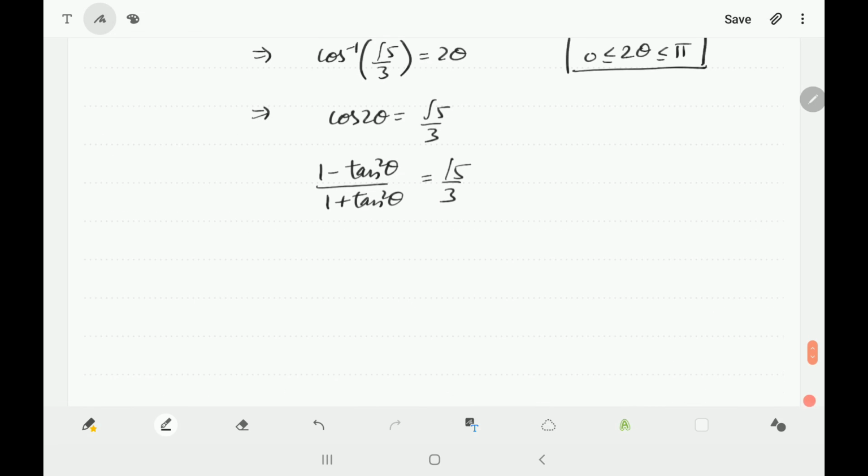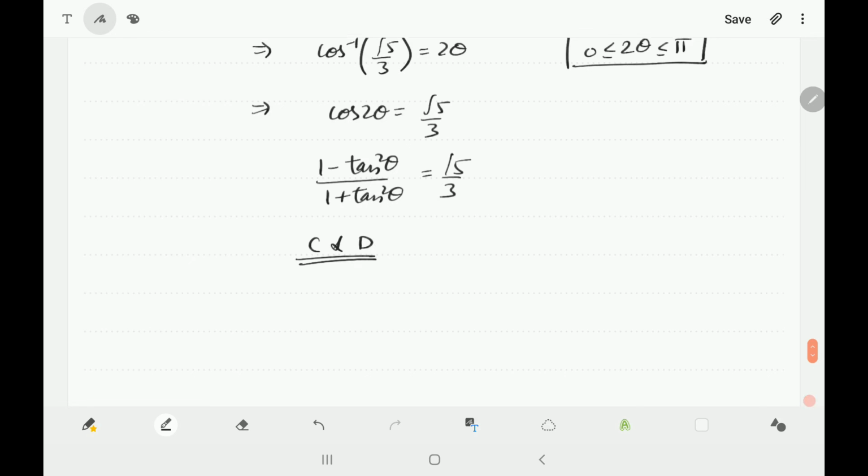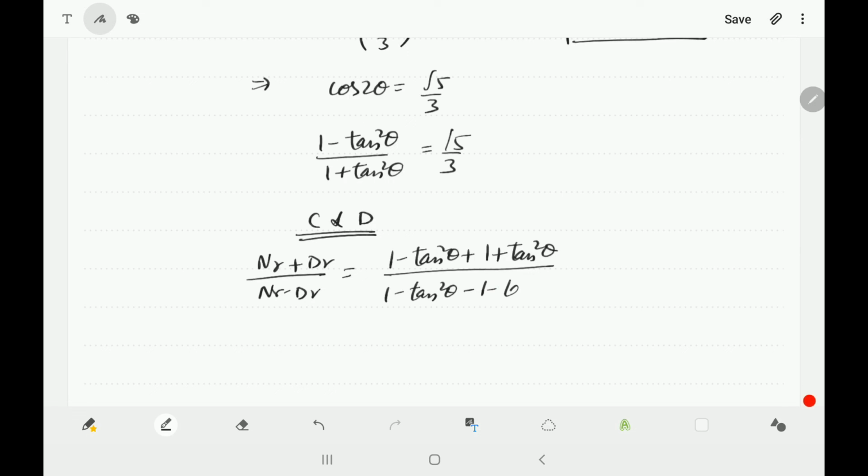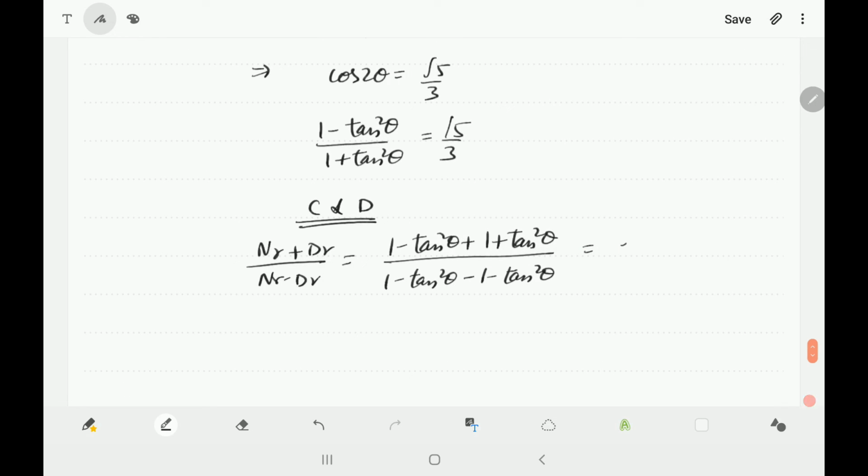Is this clear? Because cos 2 theta has a formula that 1 minus tan square theta upon 1 plus tan square theta is equal to cos 2 theta. This is a formula. So let's apply componendo and dividendo on this term. So we can write numerator plus denominator upon numerator minus denominator on the left hand side as well as right hand side. We will have 1 minus tan square theta plus 1 plus tan square theta divided by 1 minus tan square theta minus 1 minus tan square theta. Okay, is this clear? Numerator plus denominator and numerator minus denominator.